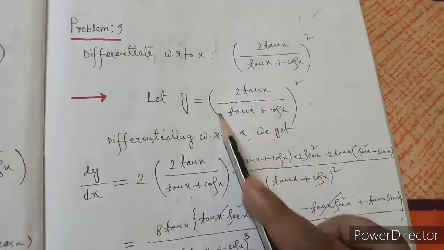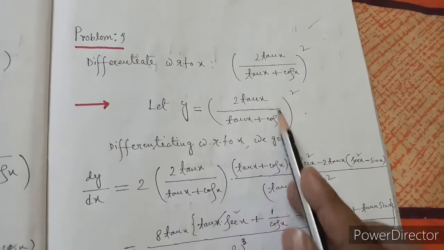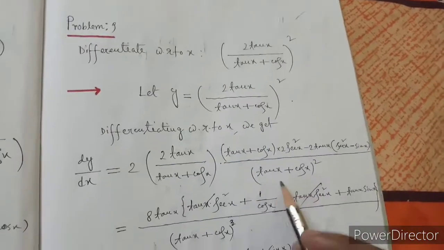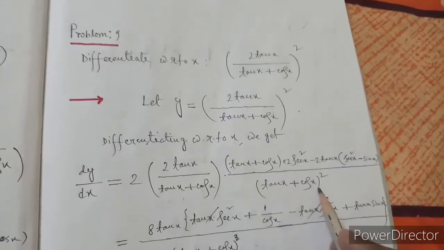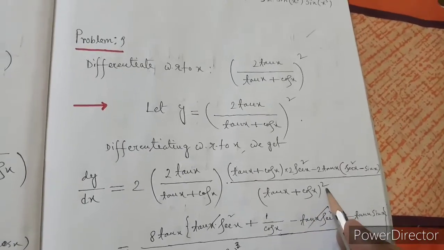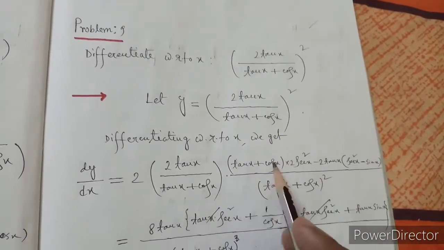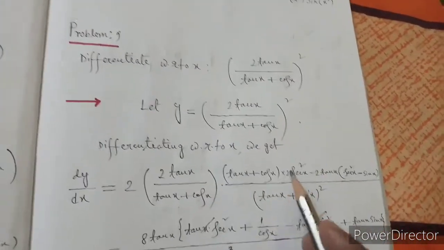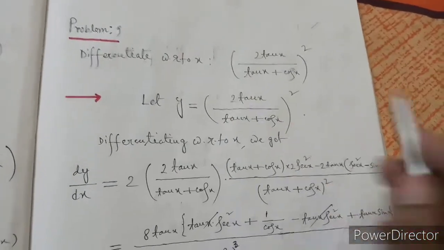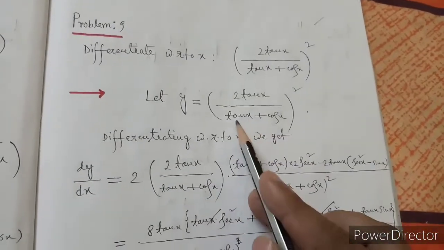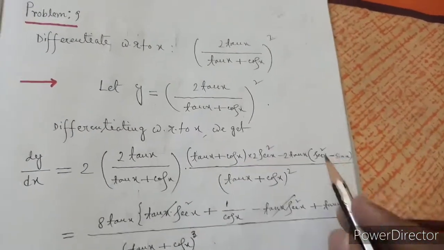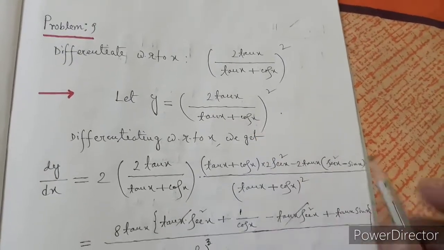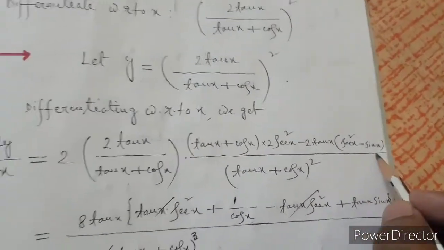Now derivative of this one according to the chain rule. Derivative of this one means u by v. So it is your u, it is your v. Now what is the derivative? U by v formula, v square. So v square means tan x plus cos x whole square, into this one constant, tan x plus cos x constant, into derivative of 2 tan x, that is 2 sec square x, minus 2 tan x is constant, derivative of this total one, tan x plus cos x. Derivative of tan x is sec square x, and derivative of cos x is minus sin x. So sec square x minus sin x.